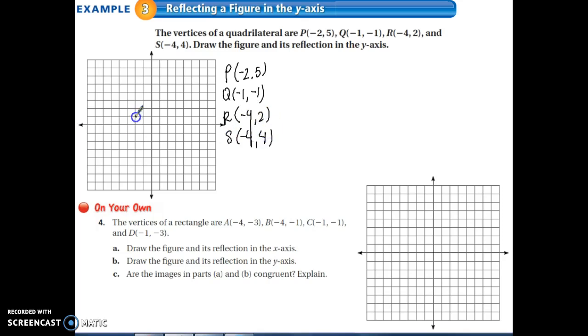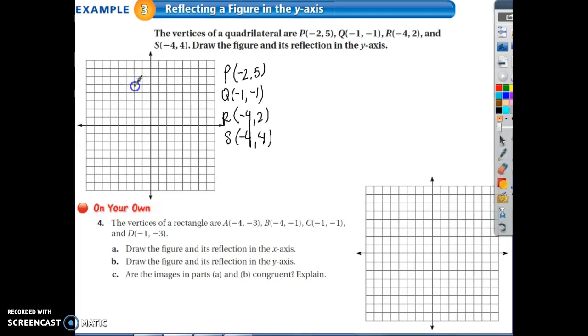P is at -2, 5. 1, 2, 3, 4, 5. I've got Q at -1, -1. I've got R at -4, 2. And I've got S at -4, 4. So here is my quadrilateral. It kind of looks like a kite.